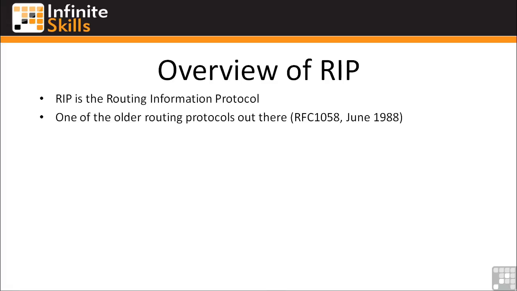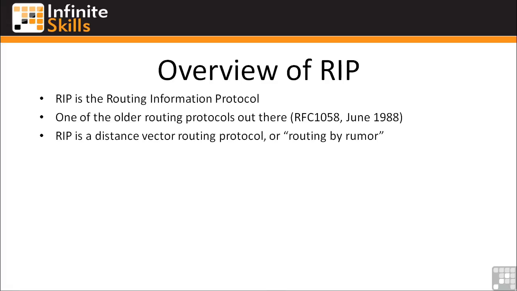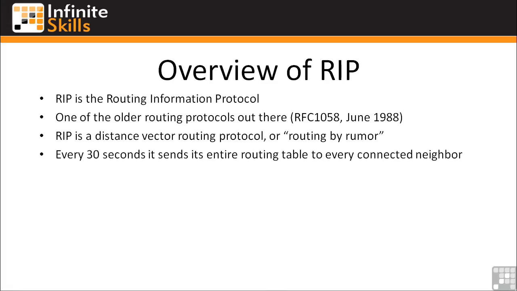But nonetheless, there are older routing protocols, but this is one of the first, and it is still one of the most widely supported. There's hardly a network device out there that doesn't support RIP in some form or fashion. RIP is a distance vector routing protocol, or as I like to call it, routing by rumor. Basically, this means that every 30 seconds it sends its entire routing table to every connected neighbor, and it sends this out on a UDP multicast address, so that anyone that's listening to that multicast address will get the route table update from the routers that are broadcasting it.